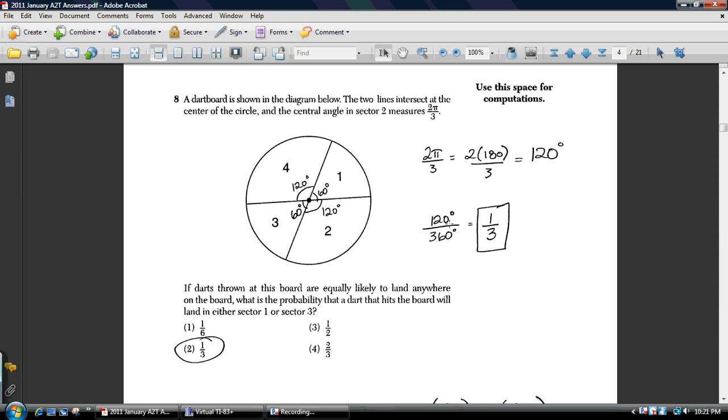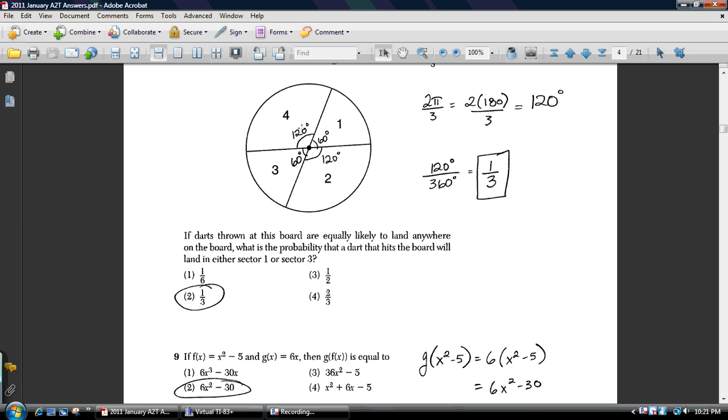So 120 degrees is to 360. A third of the circle is made up of basically 1 and 3, and therefore there is a third of a chance of hitting 1 and 3 if you're throwing darts at it.